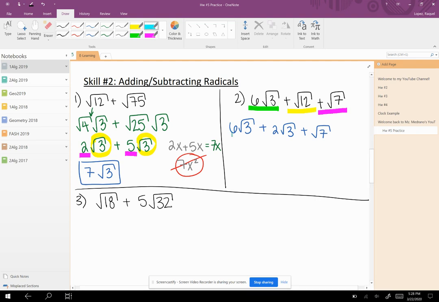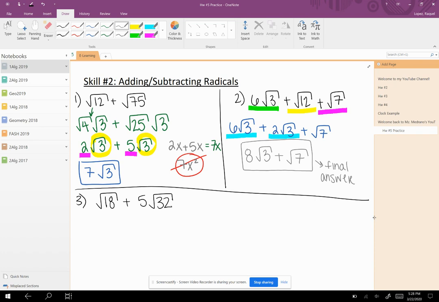Taking a closer look at this, the only like terms I have are 6 root 3 plus 2 root 3. So 6 root 3 plus 2 root 3 is just going to give us 8 root 3, and then that plus root 7 is going to come down, and I cannot simplify this further. This is your final answer. Okay, so what I want you guys to do next is for number 3, hit pause on this video, try number 3 on your own, and then hit play and we'll work through the solution together.